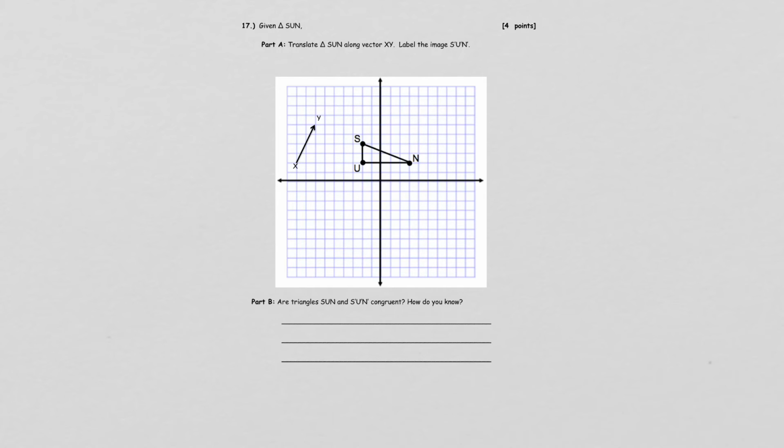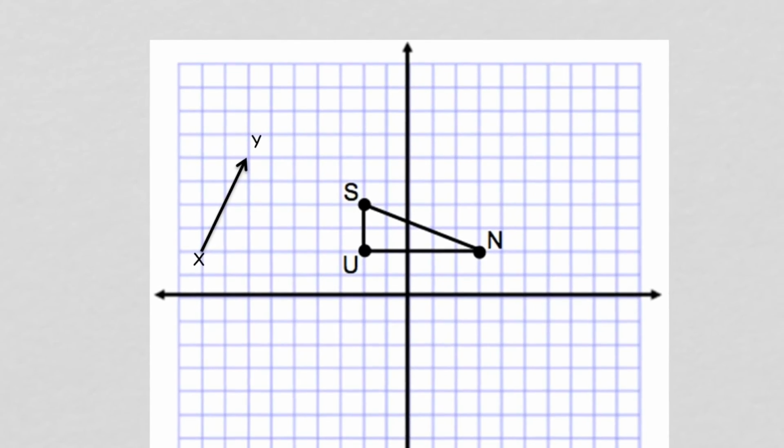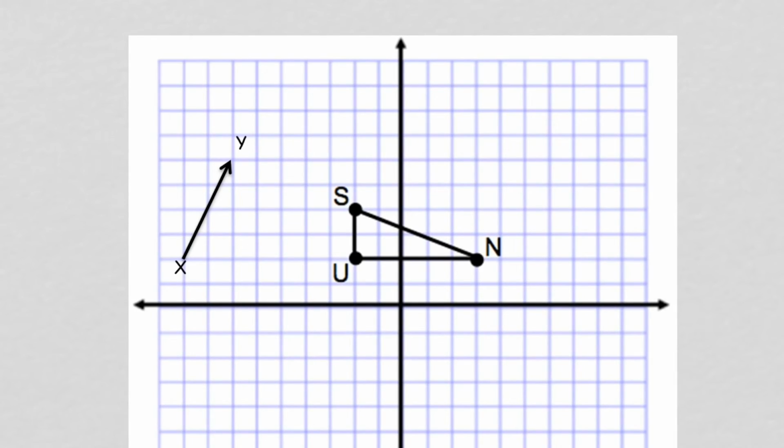Okay, next question says, translate triangle SUN along vector XY and then label the image SUN prime. So I'll zoom in a little bit here. So let's see what this vector is doing. This vector is saying to get from X to Y, I have to go 1, 2, 3, 4 up and 1, 2 to the right. So I'm going to have to do that with each of these points as well.